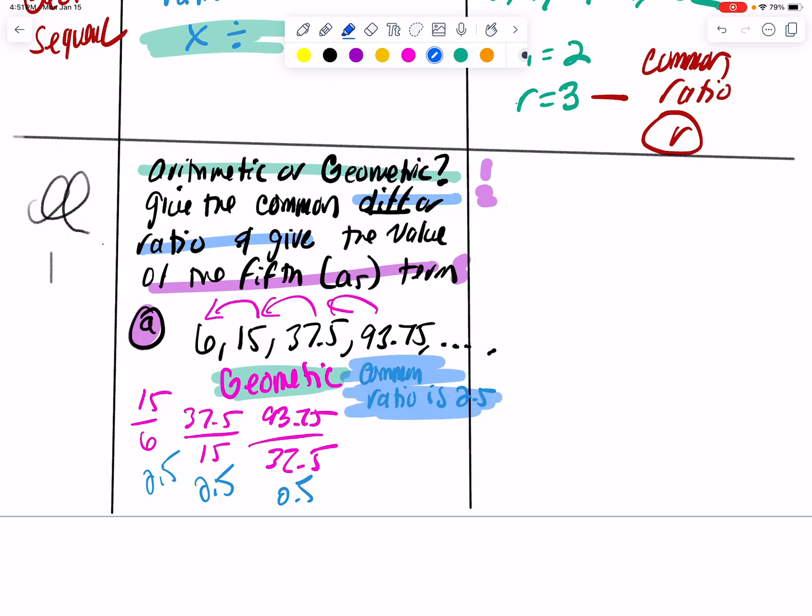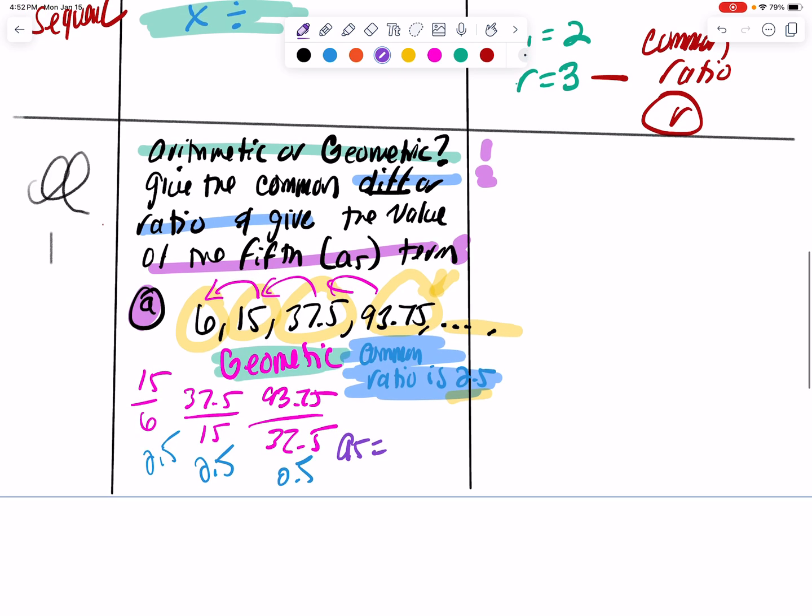And the A5. Oh, okay, so do you guys understand? Look, watch this. This is A1, A2, A3, A4. It doesn't have A5. I just multiply the last one by the common ratio to get A5. No biggie. So I'm going to say A5 equals, and then I'm going to get my handy dandy calculator and do 93.75 times 2.5 equals 234.375. That is my last thing.